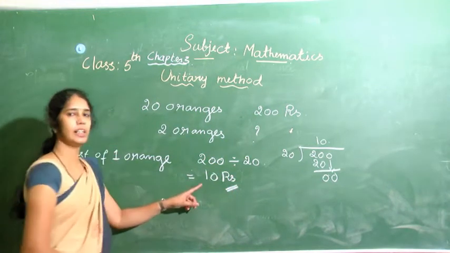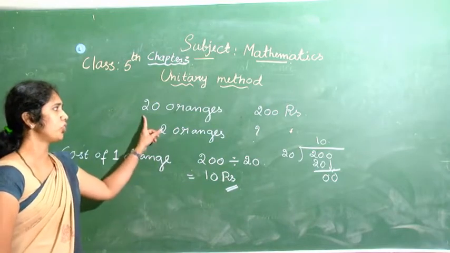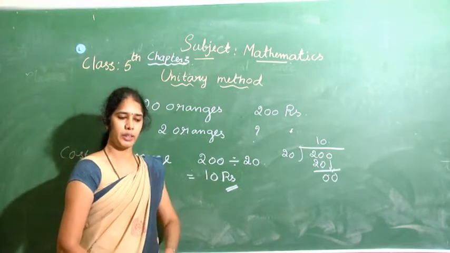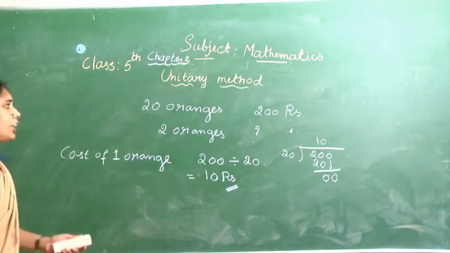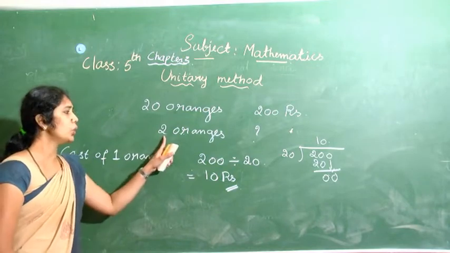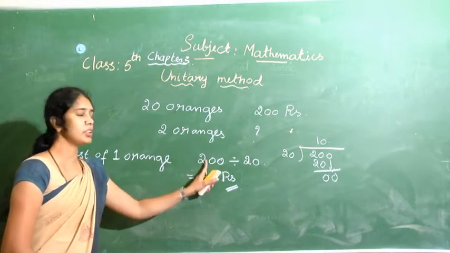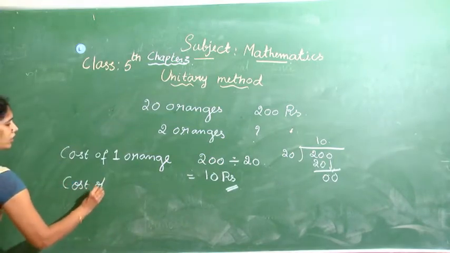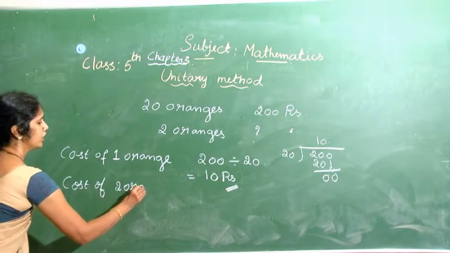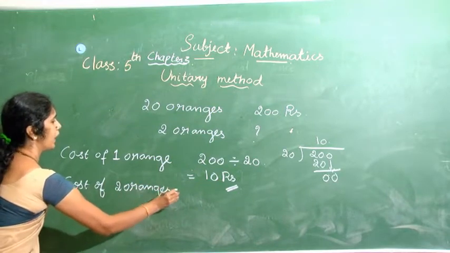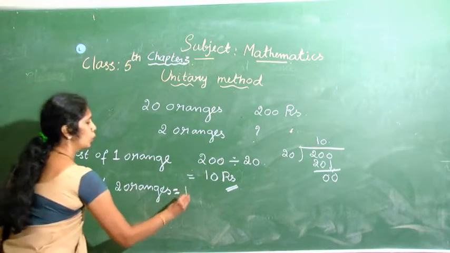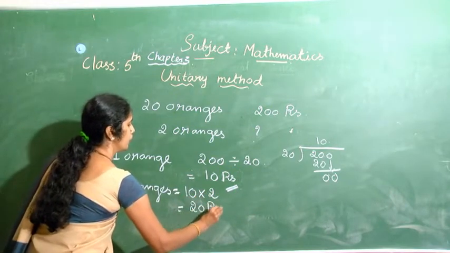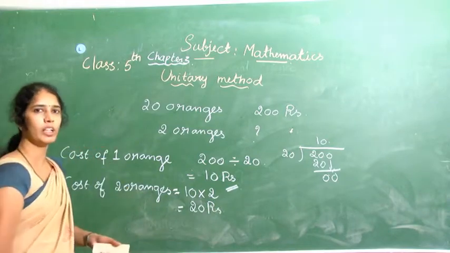The cost of 1 orange is 10 rupees because the cost of 20 oranges is 200 rupees. Now, what do you want? You want the cost of 2 oranges. The first step is division. Next, to find the cost of 2 oranges, you should multiply 10 into 2. 10 into 2 is 20 rupees. This is the cost of 2 oranges.